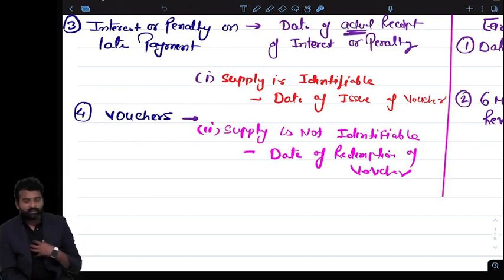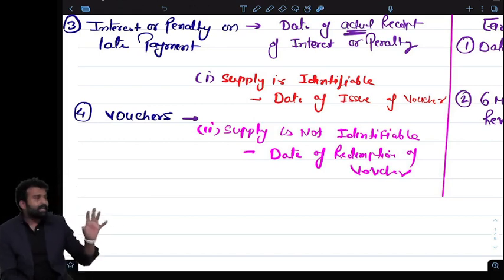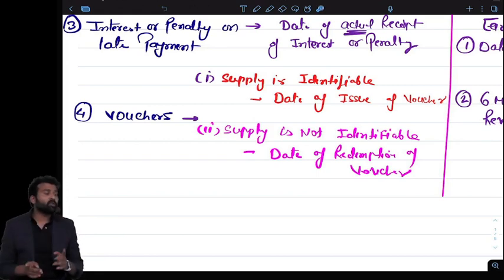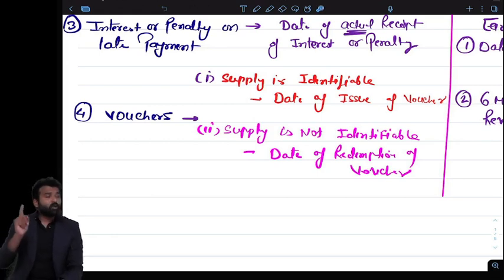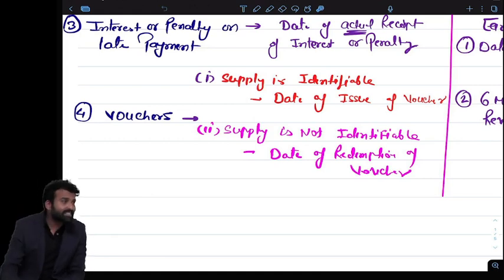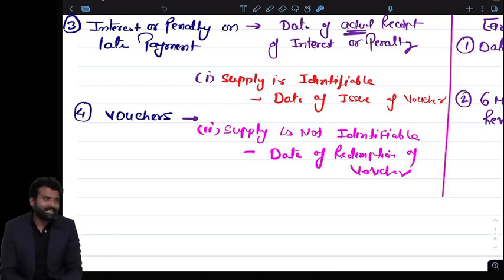If I don't know that, then please pay the tax only on the redemption, because only on that date you will find out what goods are actually sold. But if the voucher is identifiable, I know what kind of goods this voucher will be redeemable for, then on the selling of the voucher I have to pay the tax. So if the voucher supply is identifiable, then date of issue of voucher. If supply is not identifiable, then date of redemption of voucher. That is the time of supply for vouchers.